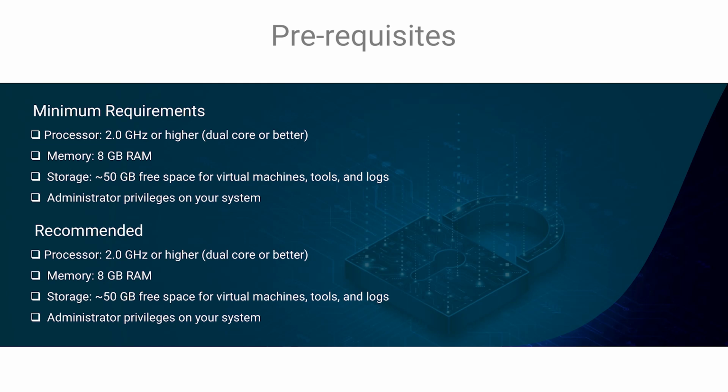For minimum hardware, you'll need a processor of at least 2 GHz, dual core or better, 8 GB of RAM, and approximately 50 GB of free storage space for virtual machines, tools, and log files. For optimal performance, I recommend 16 GB of RAM or more, at least 4 processor cores, and around 100 GB of SSD storage for faster virtualization.